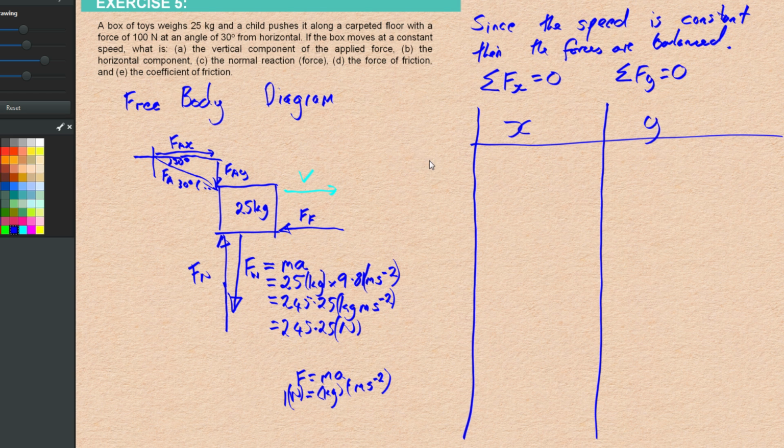Okie dokie. We start with one of the forces. Let's start with Fa. I didn't write its size on there. Fa was 100 newtons. Okay, Fa will be 100 newtons.